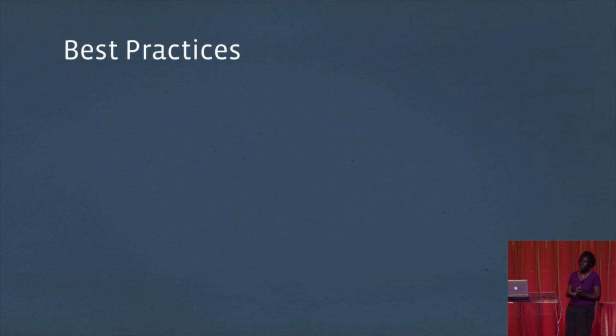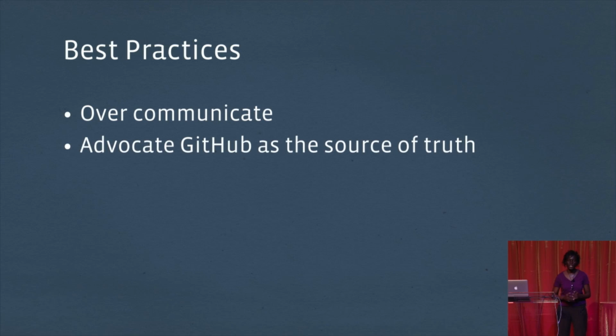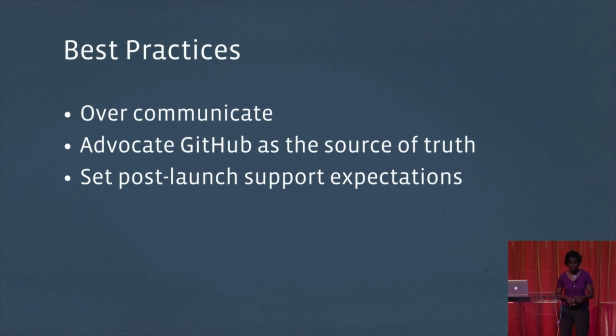So I'm just going to go through some of the best practices that we have and some of the things that we've learned. The first thing is to over-communicate, especially during the launch. As you're running up to the launch, make sure that everybody's on the same page. We typically deal with a lot of different cross-functional teams, so we need to be aware of that. Next, if you can, advocate GitHub as the source of truth. There are various scenarios where it may not make sense, but if you can do that, it makes the conversations a lot more open with the community.